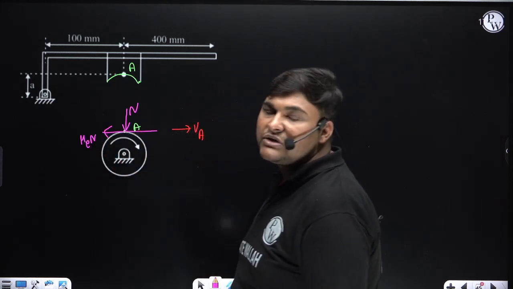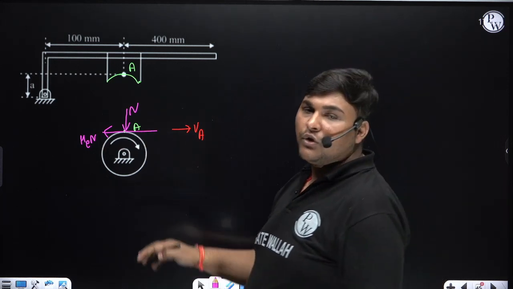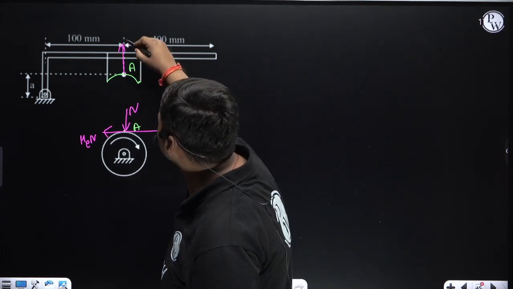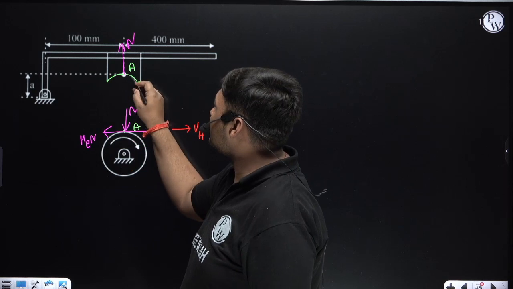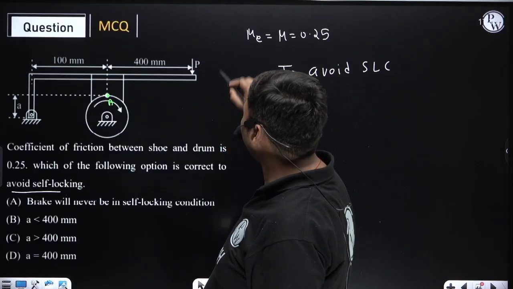Now we will find the direction of these contact forces for the FBD of the lever. It will be opposite to this. So N is coming downward in the FBD of the drum, so in the FBD of the lever, N will be upward. Friction force is coming in this direction, so in the FBD of the lever, friction force will be in this direction. And this is the direction of braking effort.